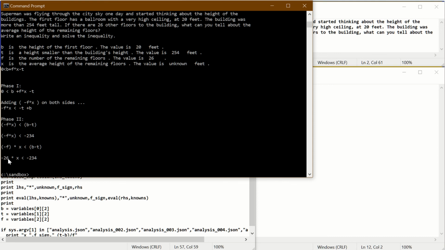Next step will be to divide by this expression on both sides and eventually change the sign. So in this case, the sign will change.